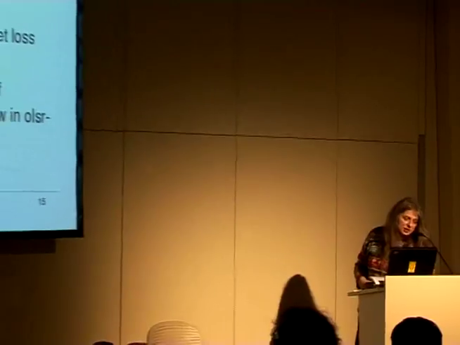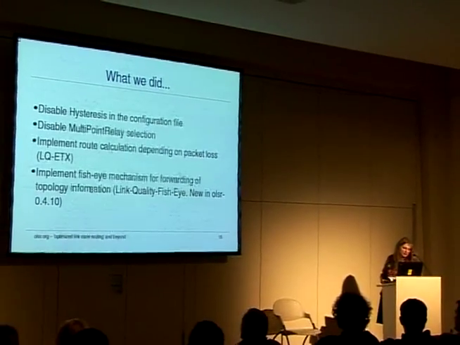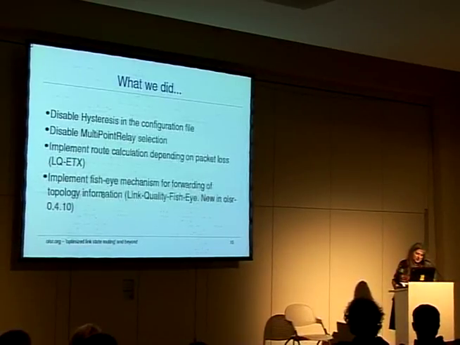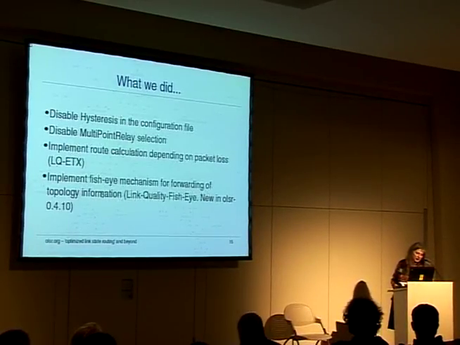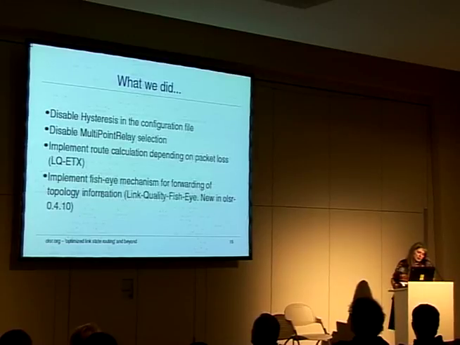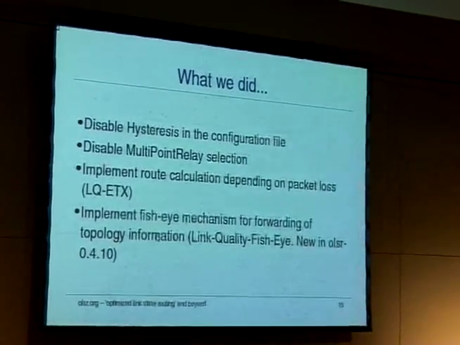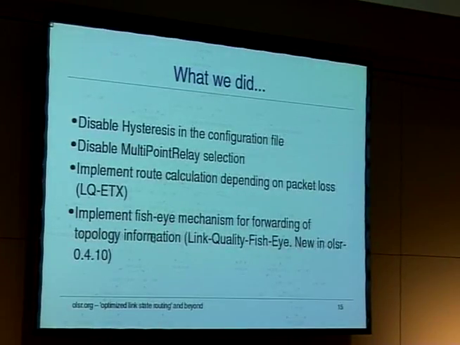What we did after Wizard of Oz was we disabled hysteresis at first. We disabled the multipoint relay section in the configuration file, and we started working on implementing a route calculation depending on packet loss. I'll explain this further. And the last thing that is new in the CVS version and in the upcoming 0410 release is a link quality fisheye feature that will replace the multipoint relay attempt of INRIA.